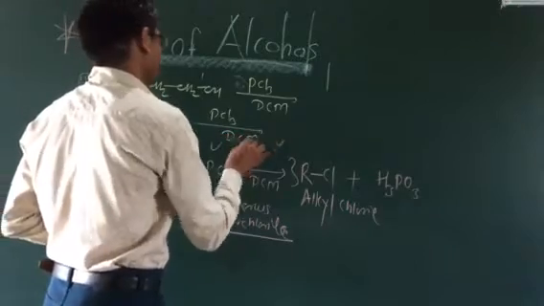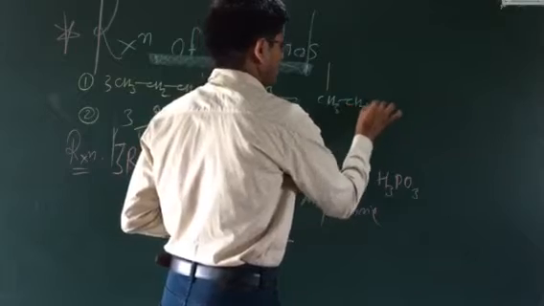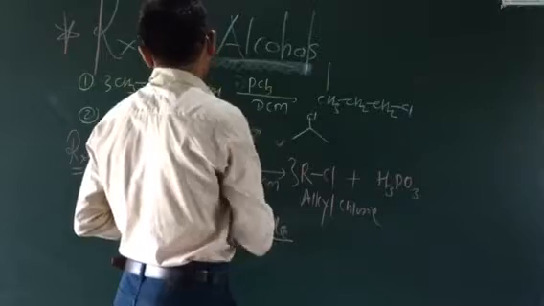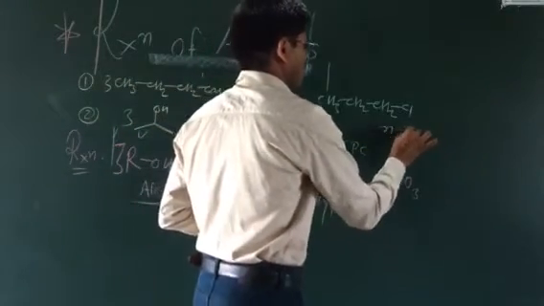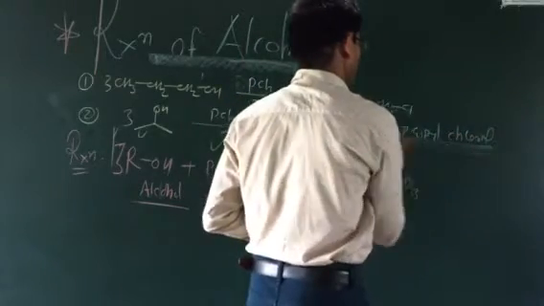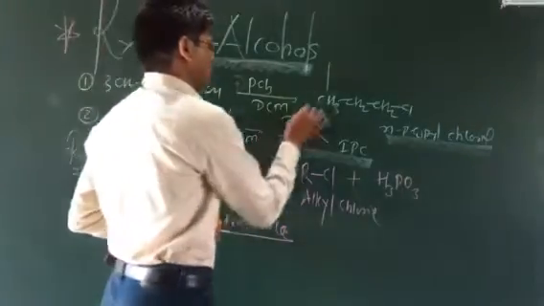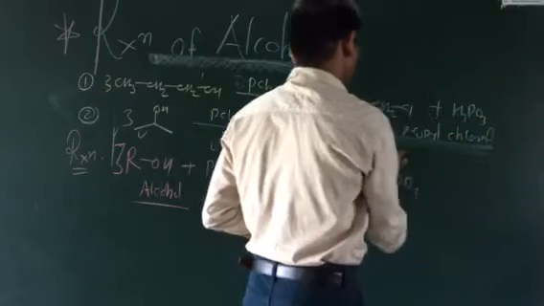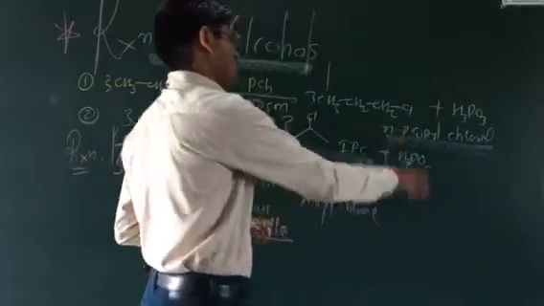Then we get the formation of CH3CH2Cl, and we get isopropyl chloride from isopropyl alcohol, and N-propyl chloride from N-propyl alcohol. This is the product, 3 moles of product. The side product is H3PO3, phosphorous acid, here also.